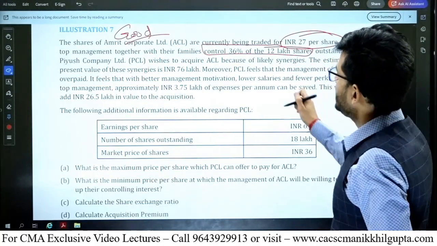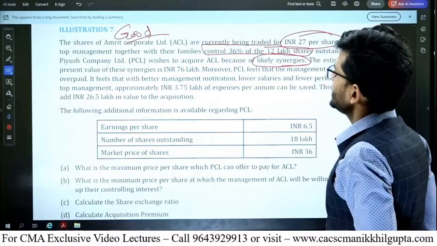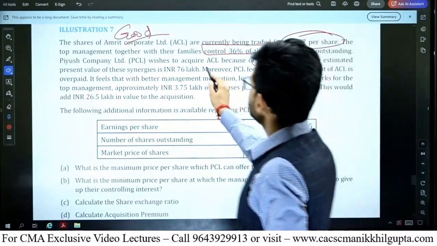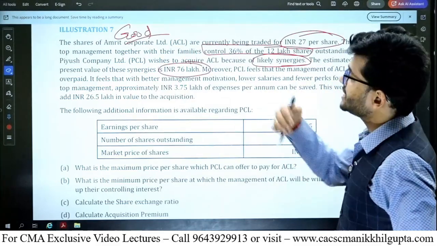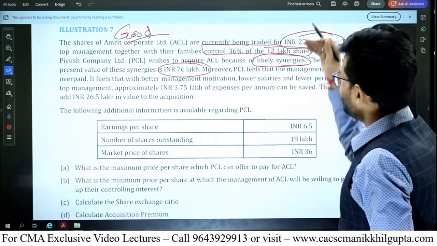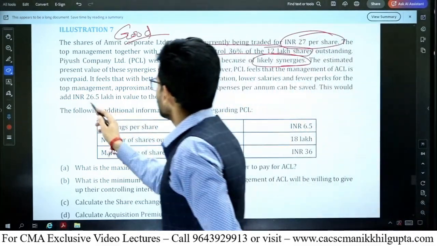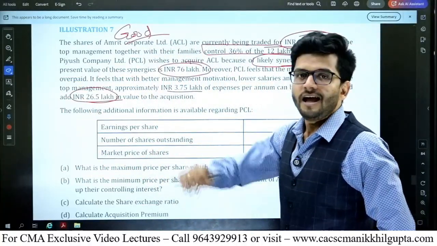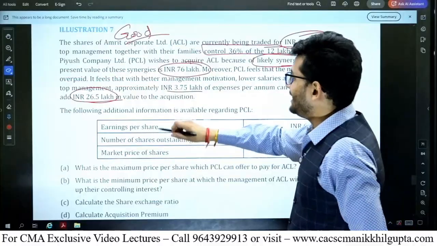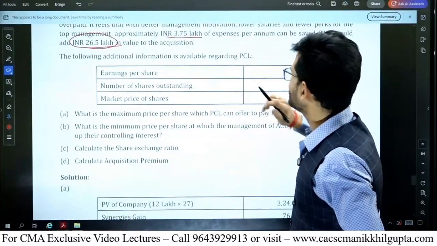Piyush wishes to acquire ACL because of likely synergies. The estimated present value of these synergies is 76 lakhs. So synergy value is 76 lakhs. Moreover, PCL feels that management of ACL is overpaid. So by reducing the salary, there will be an additional value of 26.5 lakh. Salary will be reduced by 3.7 lakh and the additional value added is 26.5 lakhs in the acquisition.